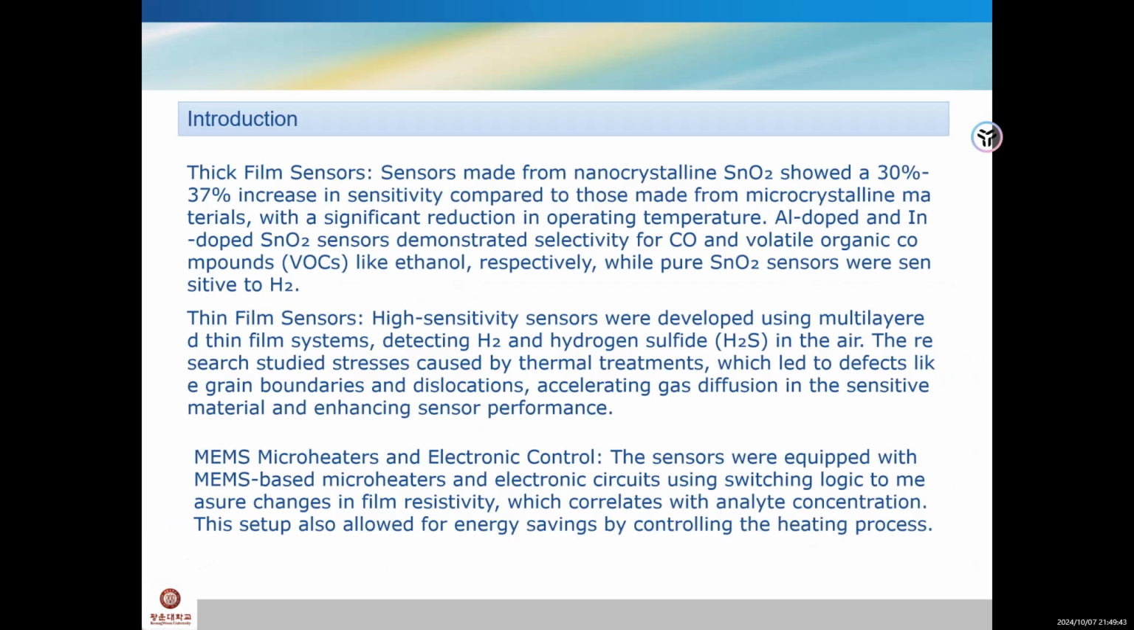Added indium SnO2 sensors demonstrated selectivity for ch1 volatile organic compounds respectively, while pure SnO2 sensors were sensitive to H2. And there are two features as follows. Thin film sensors and MEMS micro heaters and electronic control.